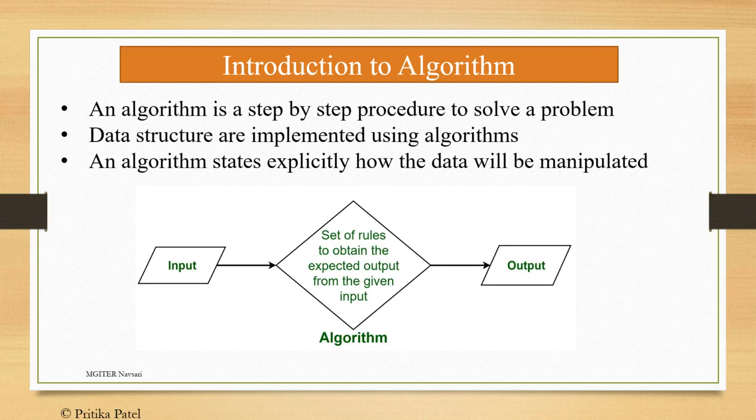First of all, what is an algorithm? An algorithm is an essential aspect of data structure. A step-by-step procedure to solve a problem is called an algorithm. An algorithm should be easy to understand, write and debug. By using algorithms, the data structures are implemented. An algorithm is said to be efficient and fast if it takes less time to execute and consumes less memory space. An algorithm states explicitly how the data will be manipulated.